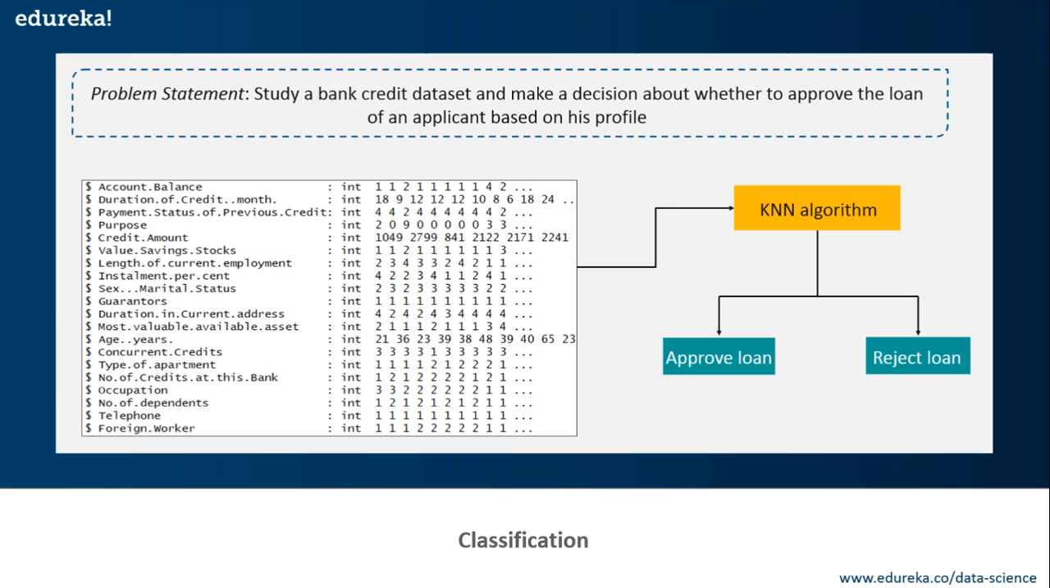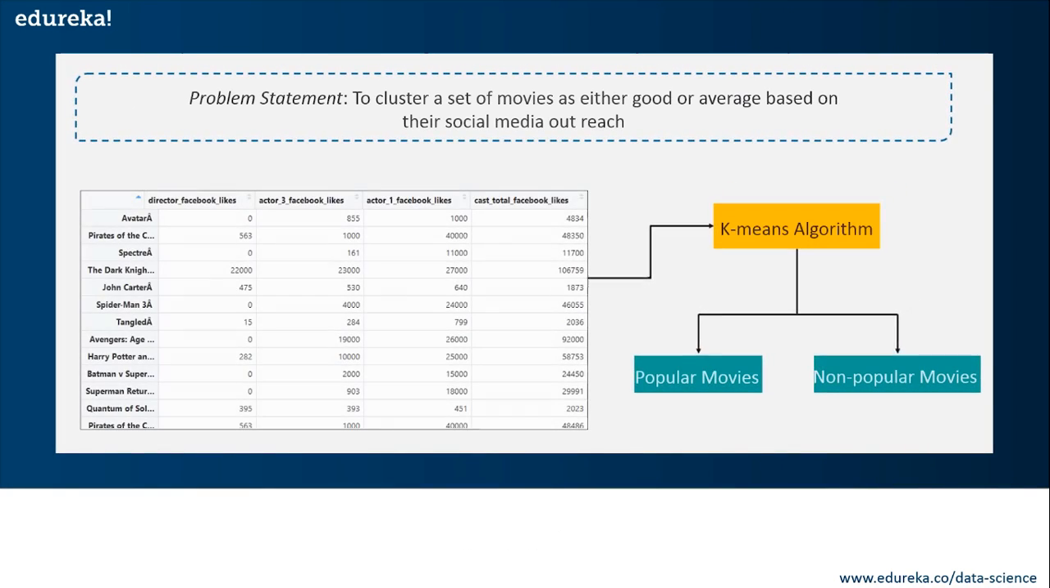Okay, so here there are going to be two outputs. Approve loan and reject loan means that this is a categorical output. So that's how we get to know that this is a classification problem. Right? So for this problem, you can make use of the KNN algorithm or the K nearest neighbor algorithm, which is basically a classification algorithm. Let's look at another problem statement.